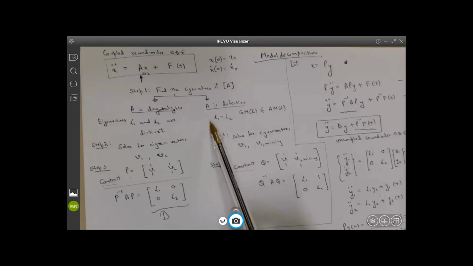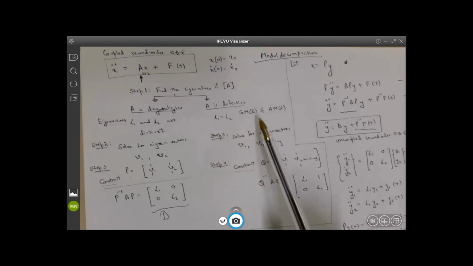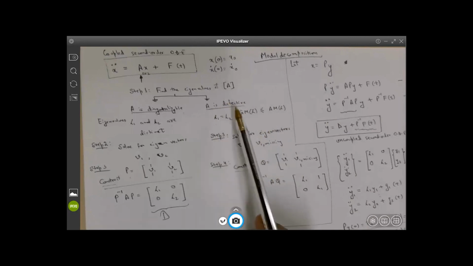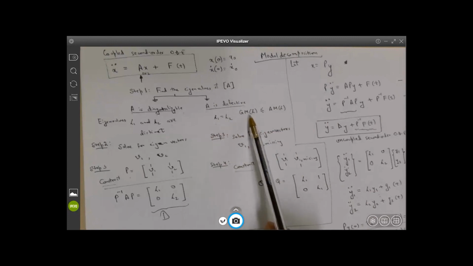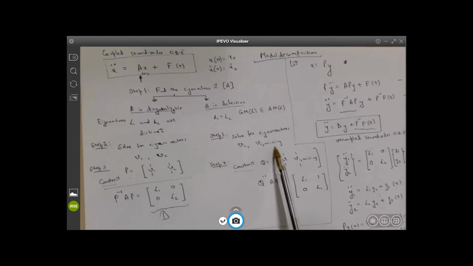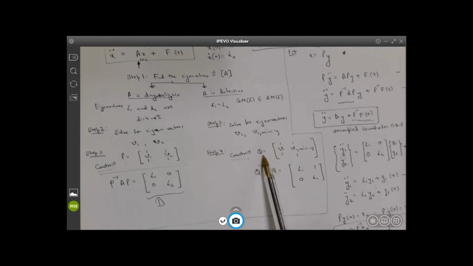If A is 3 by 3, we may have lambda 1 equals lambda 2 and lambda 3 may be separate. Depending on how many eigenvalues there are, if it is defective, then there is one repeated eigenvalue. For that, there are chances that the geometric multiplicity is less than the algebraic multiplicity. That means I cannot find an independent eigenvector. Then I have to use that equation to find the missing eigenvector, and I have to construct Q.